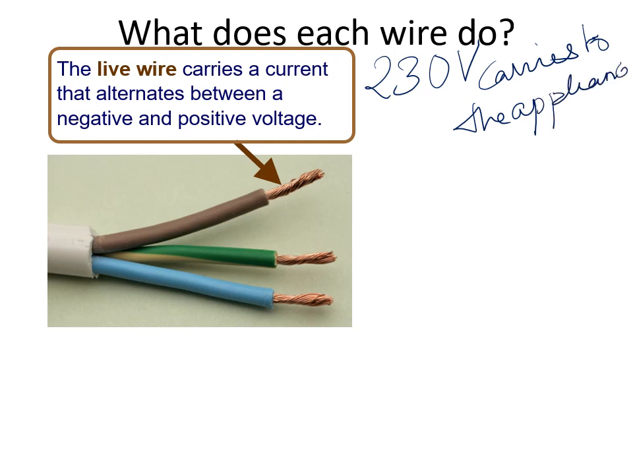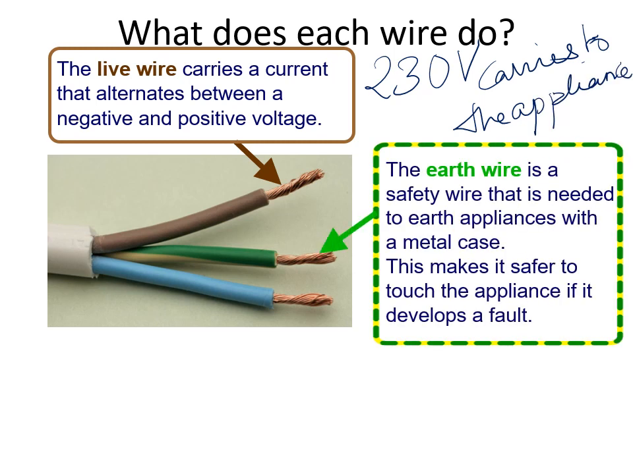Then what we have next is the earth wire. Earth wire is basically a safety wire. It makes the appliance safer to use. How? We will see that in another slide in more detail.